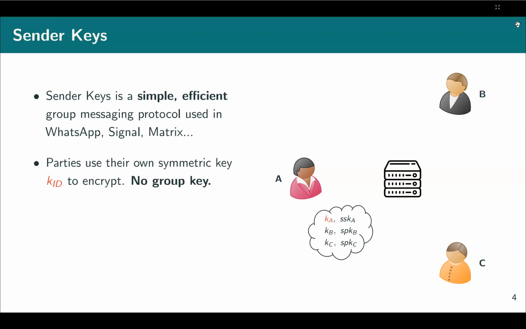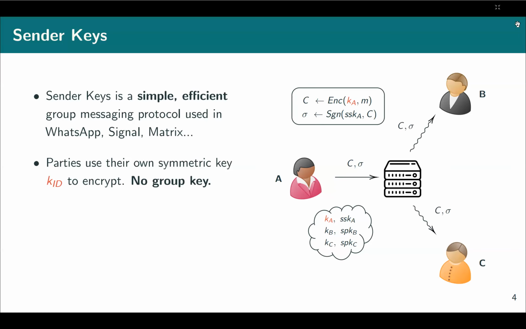So if you look at the state of Alice, Alice has her own key, the key of Paul and the key of Charlie. These are all symmetric keys again. And to encrypt, she will just take her own key, sign the ciphertext, and then send this to the server, which will deliver it to Paul and Charlie. And then since everybody has a key from everybody, they will be able to decrypt it.